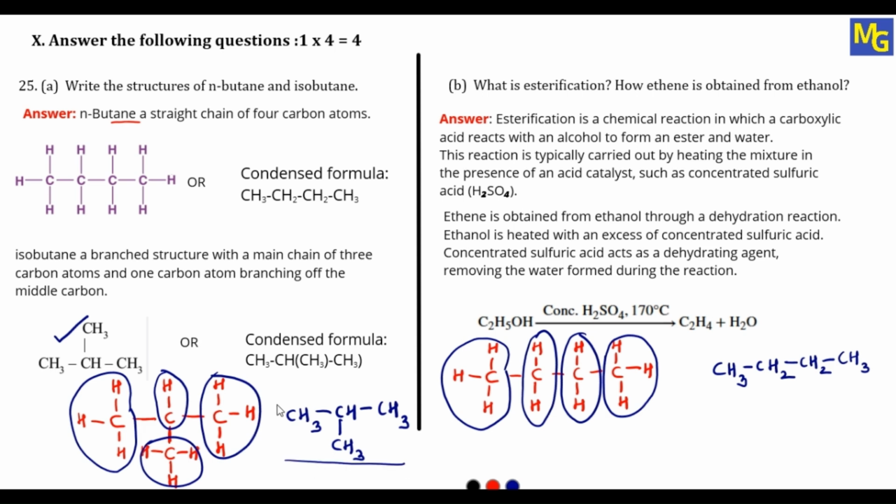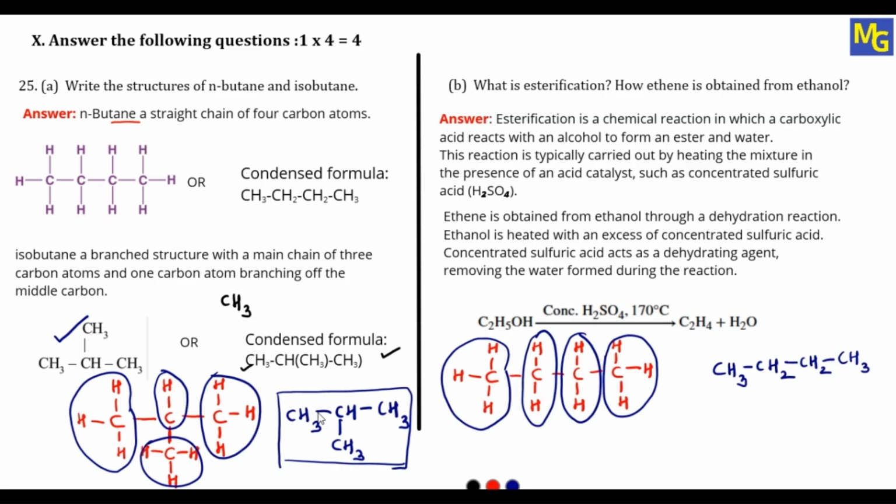The same structure which I have drawn here is a condensed formula, but still we can condense it and make it smaller, and that is nothing but the formula which is written here. So how is it done? First write the main CH3. I will write it here above. So I'll write CH3, which is this one.